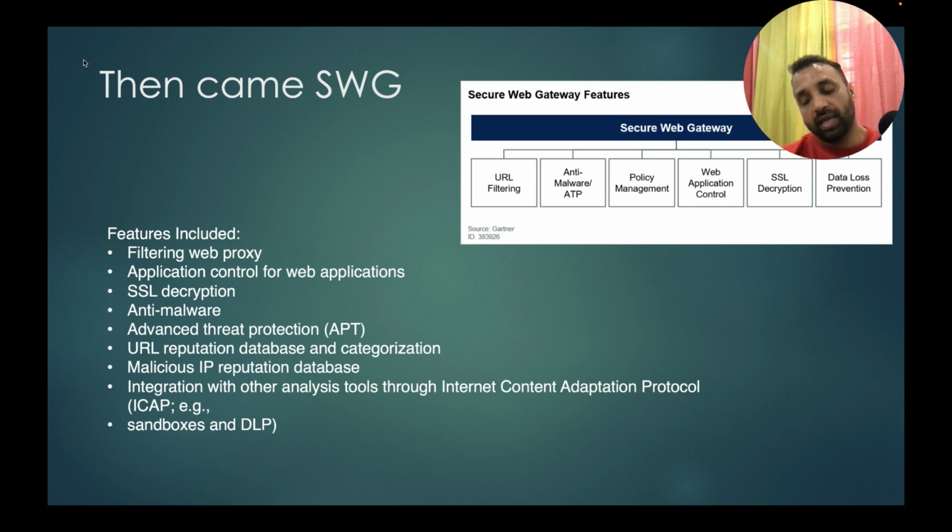Now SWG is essentially a product or a tool that would monitor this web traffic. It would look at the kind of application that you're browsing. It will keep a note of it.